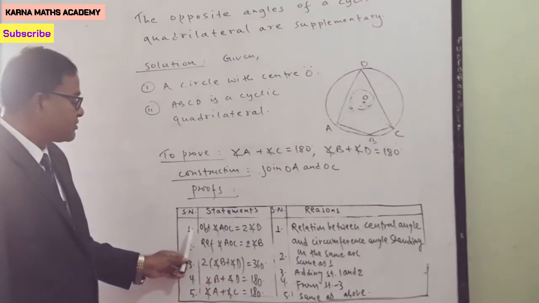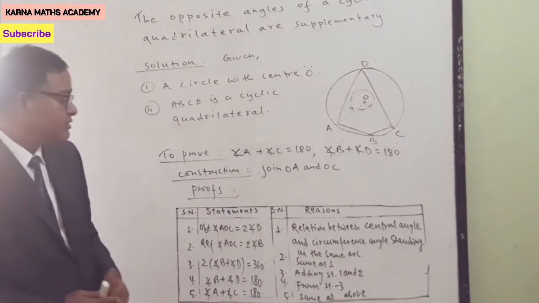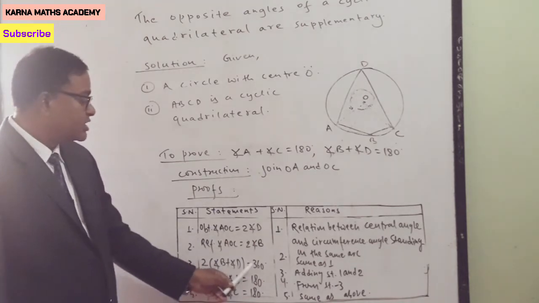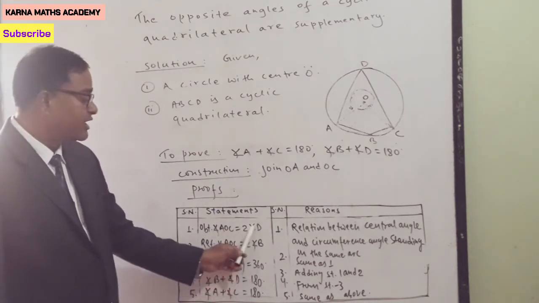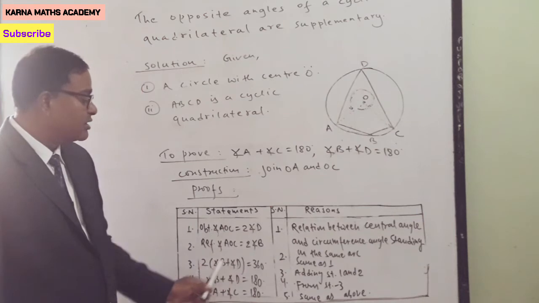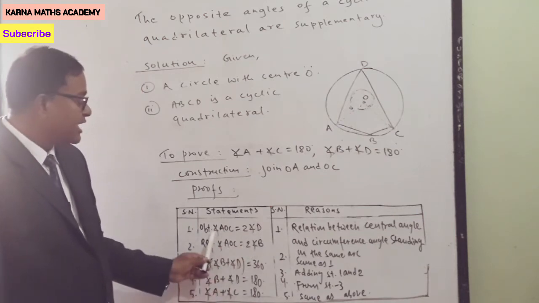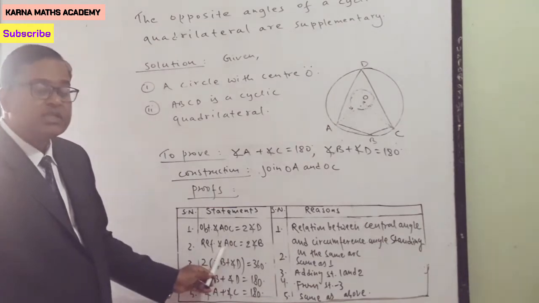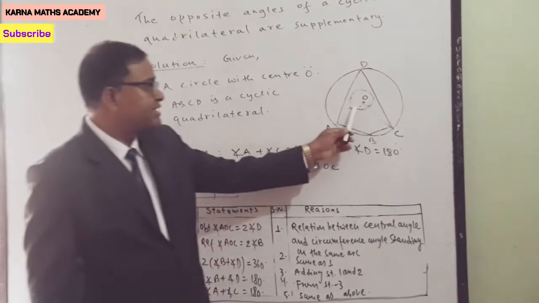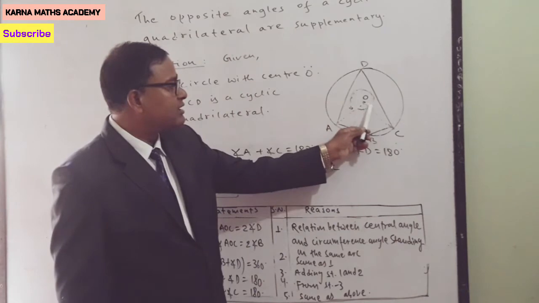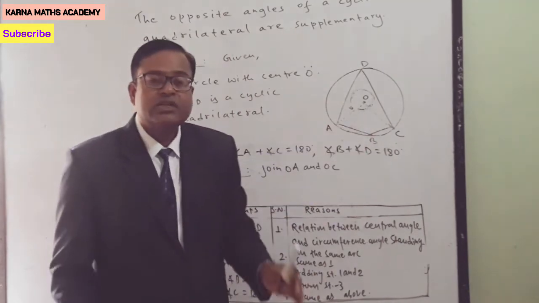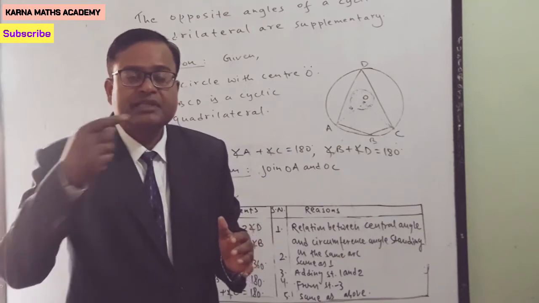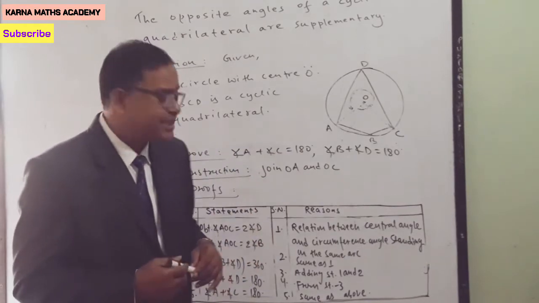Now dear students, by adding statement 1 and 2, we get 2 times of angle B plus D is equal to 360 degree. So if we add statement 1 and 2, 2 will be common, then we get B plus D. And the sum of obtuse angle AOC and reflex angle AOC will be 360 degree, because we know that the angle made in one complete turn is 360 degree.